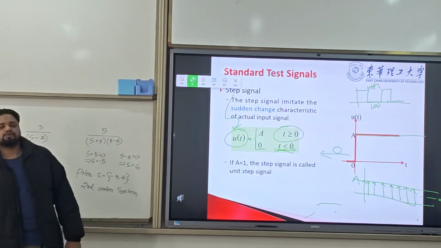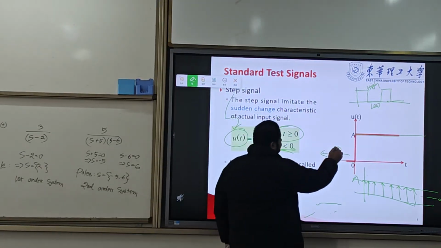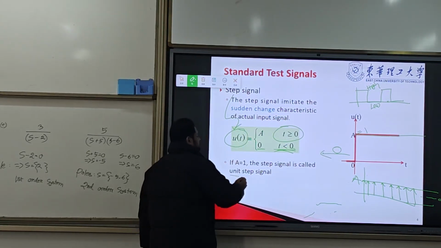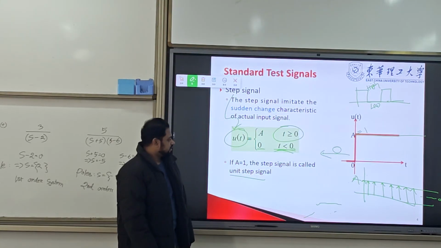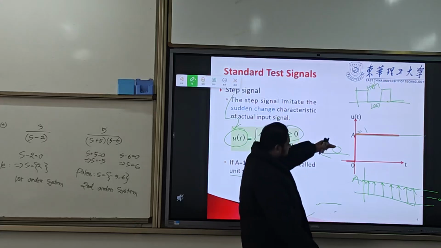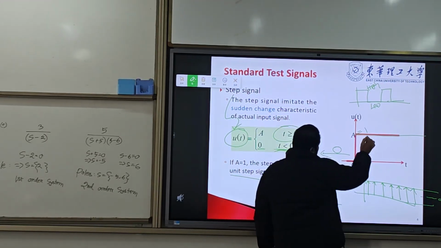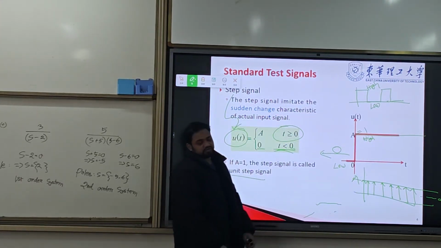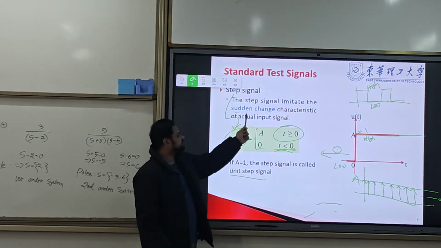That is called unit step signal. If this value is equal to 1, then we call it unit step signal. A value 1, amplitude is 1. We will call it unit step signal. So you see here there is a step change. This is low, high. So the step changes from low to high. So that's why we call it step signal. Sudden change.